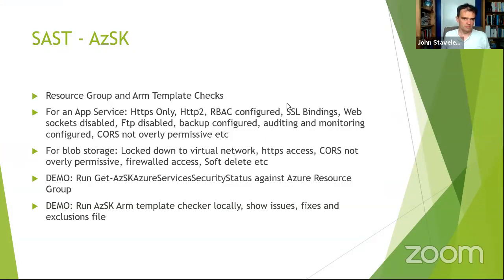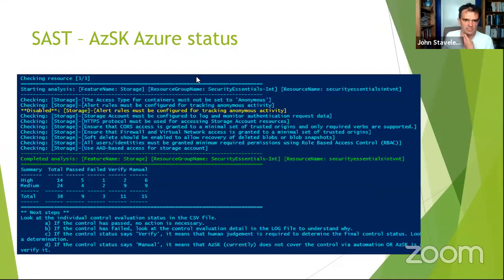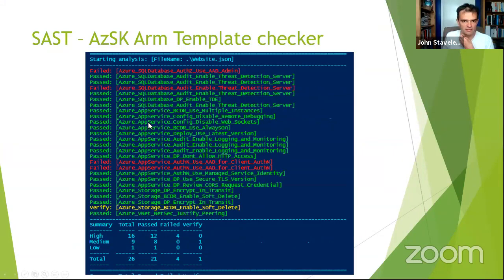So when you've run the ARM template checker, it looks something like this. Here it's passed: I've got threat detection enabled on the SQL database, and it's got always on enabled for the app service. But Azure considers that I need to have an AD admin defined, so it's failed on those. And then it says we need to do a manual check on the blob storage to enable soft delete and see whether that's appropriate or not.